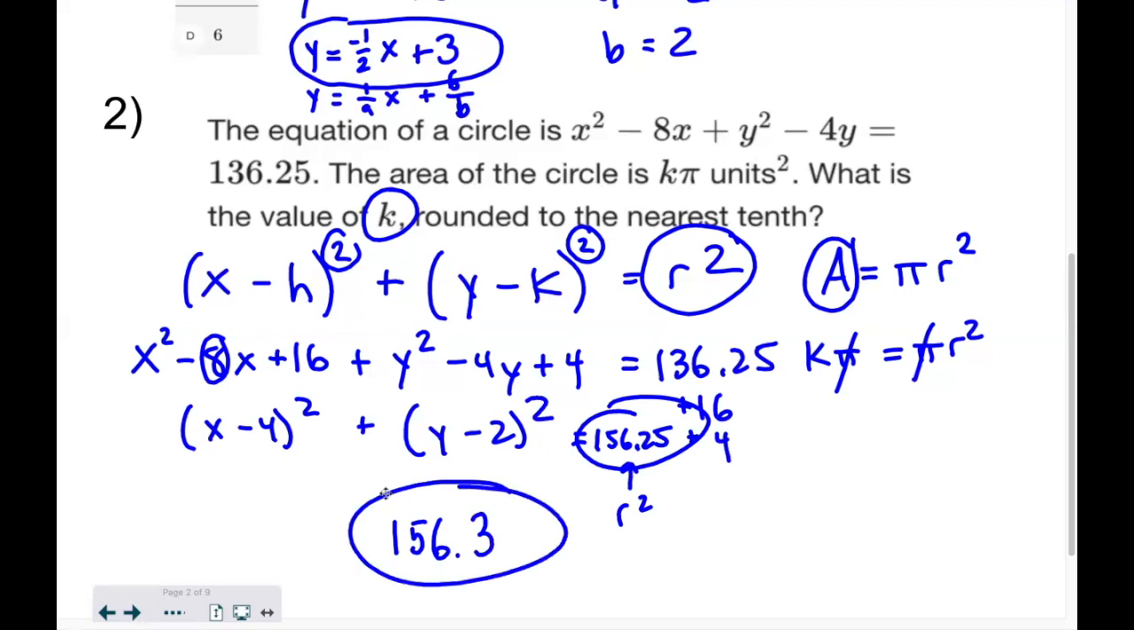Also, when you are doing the SAT, on open-ended problems, they only allow for 5 characters. So that's why 156.25 would not have fit. The decimal counts as a character. So this is 5 characters. So it's why they asked us to round to the nearest tenth. So r squared is really 156.25, but we just had to round it.